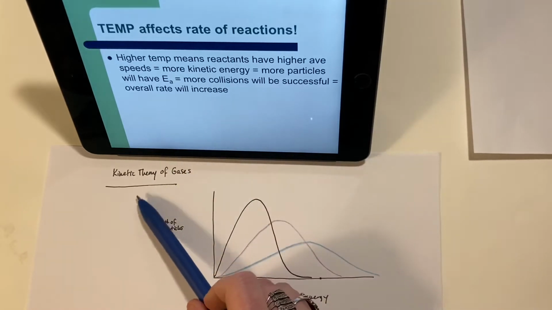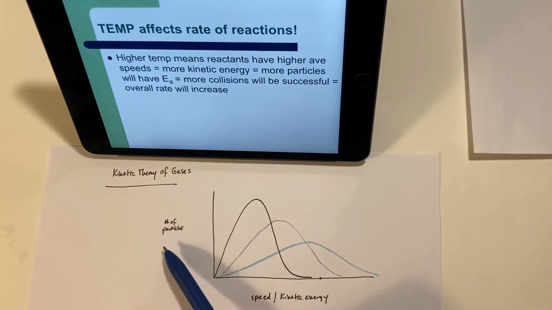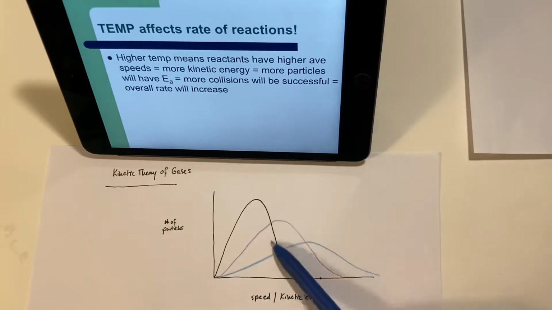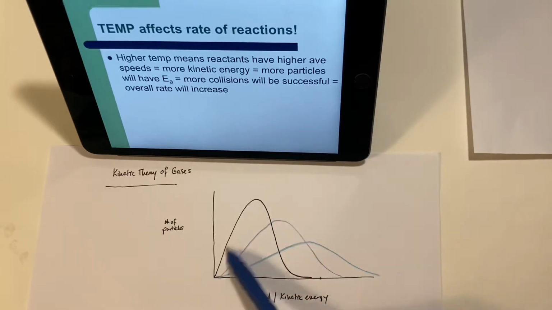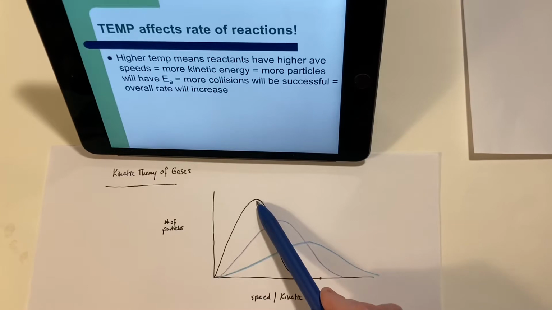So let's review from chapter 5, kinetic theory of gases, where we said, hey, if you were to plot the number of particles versus their speeds, we know there's a whole distribution of speeds, and they're not all moving at the same speed, and that's proportional to kinetic energy. And so we've got these lower speeds, and these higher speeds. I'm just looking at this graph, and then there's some sort of average.